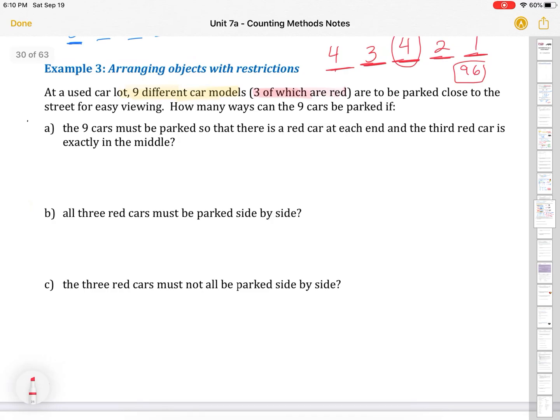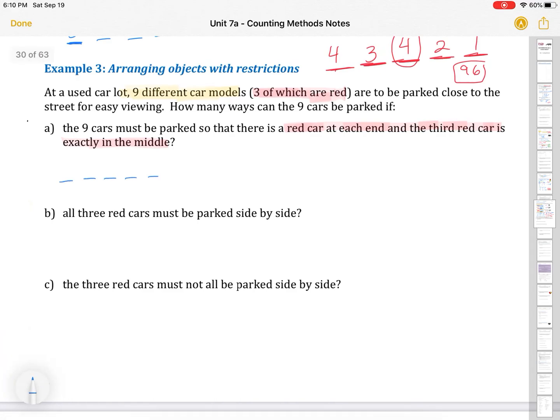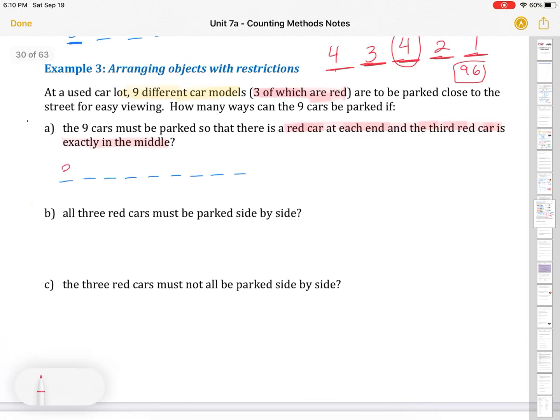So looking at this, at a used car lot, 9 different car models, 3 of which are red, are to be parked close to the street for easy viewing. How many ways can the 9 cars be parked if there's always a red car at each end and the 3rd red car is exactly in the middle? So let's map that out. So we have 1, 2, 3, 4, 5, 6, 7, 8, 9.